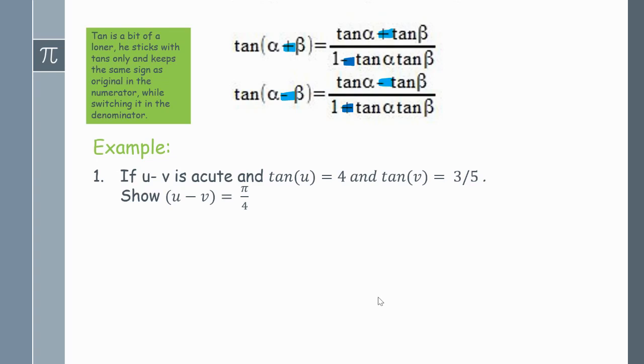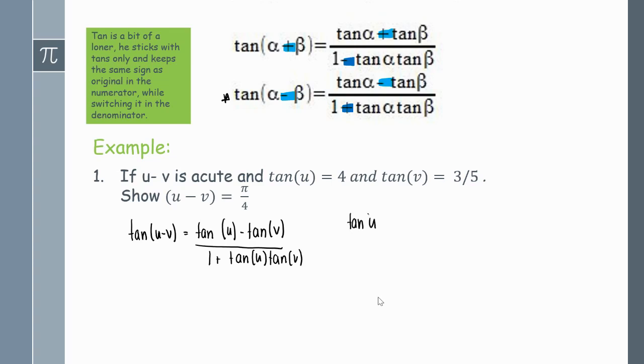All right, let's take a look at the example using the formulas above. So if u minus v is acute and tan u equals 4, tan v equals 3 on 5, show that u minus v is pi on 4. So I know that tan u minus v, I'm going to choose the second formula here, would be equal to tan u minus tan v over 1 plus tan u tan v. Now let's sub in. I know tan u is 4, I know tan v is 3 on 5, so I just put these into our equation straight away.